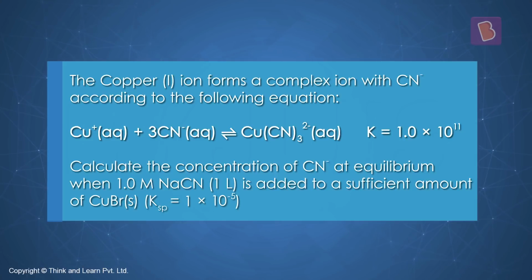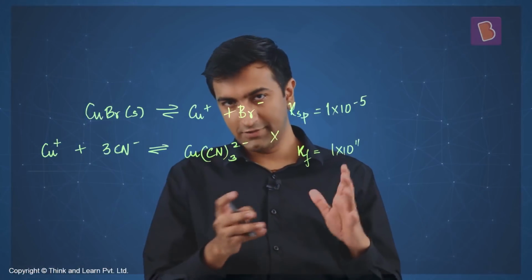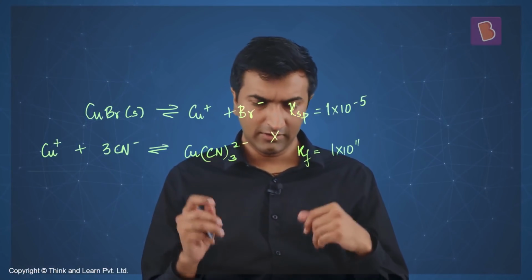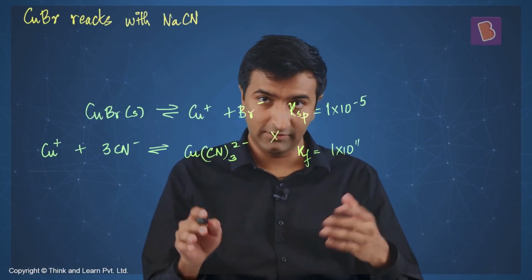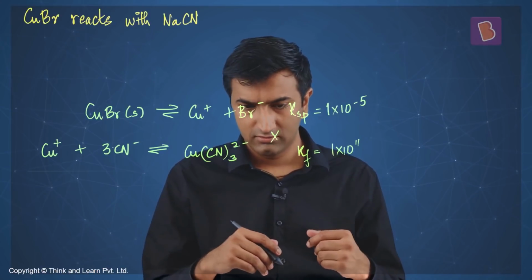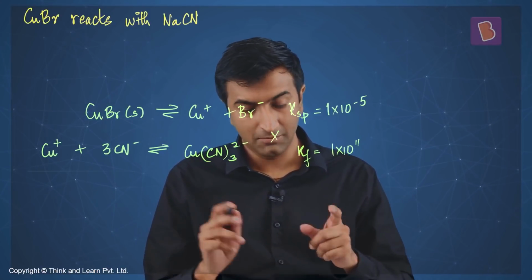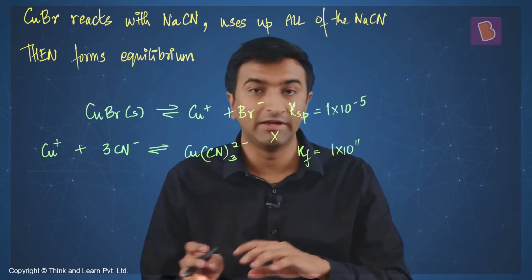Now, my analysis of this, what's happening here? I think what happens first is CuBr reacts with NaCN completely. Does that make sense? It reacts completely, uses up all of the NaCN, and then forms an equilibrium backwards.